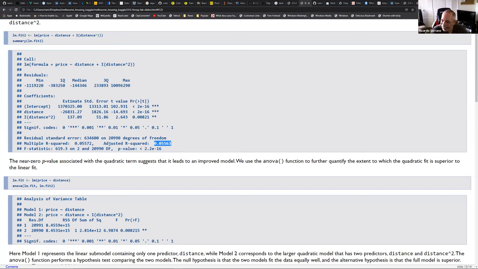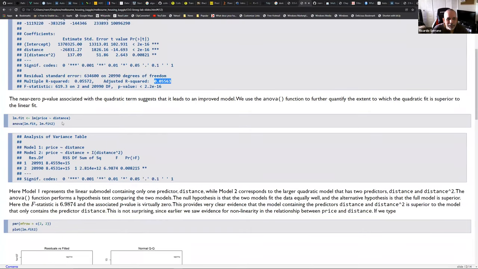So we're not there yet, right? We're not there yet, but it's the exploration of things. So now, because we have another model, okay? We call it lm.fit2 with that quadratic term. What we want to then test with the analysis of variance, ANOVA, is if there's a difference between the original model with the price and distance only, and this one with the square term, okay?